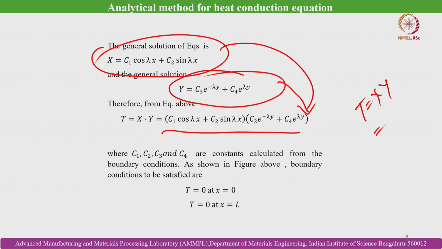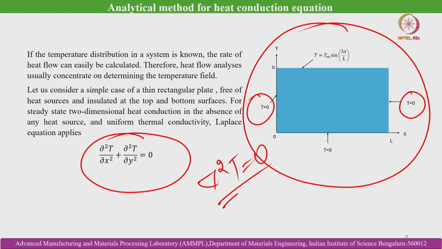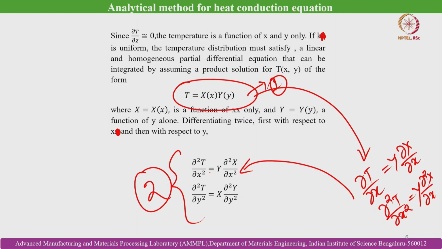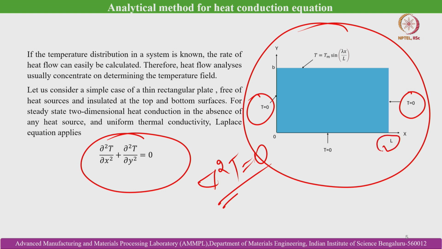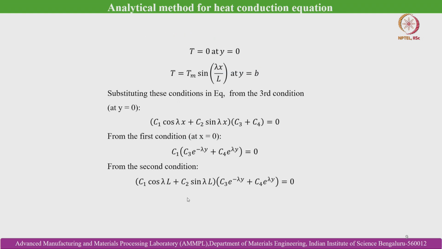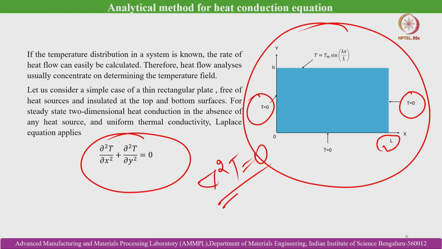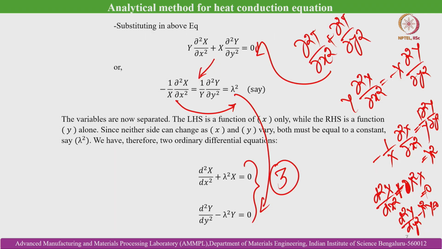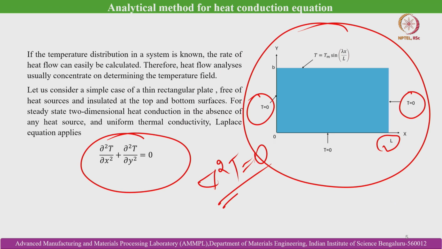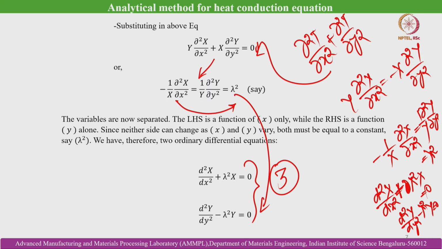As shown, if we now go back to this 2D domain where we are trying to identify the temperature distribution, we see that at x is equal to 0, T is equal to 0. Again, at x is equal to L, temperature T is equal to 0. So, that is our second condition. Then, at the base, y is equal to 0, T is equal to 0. So, that is our third condition. And then, when y is equal to b, T is equal to T m sin delta x by L. So, that is our fourth condition.